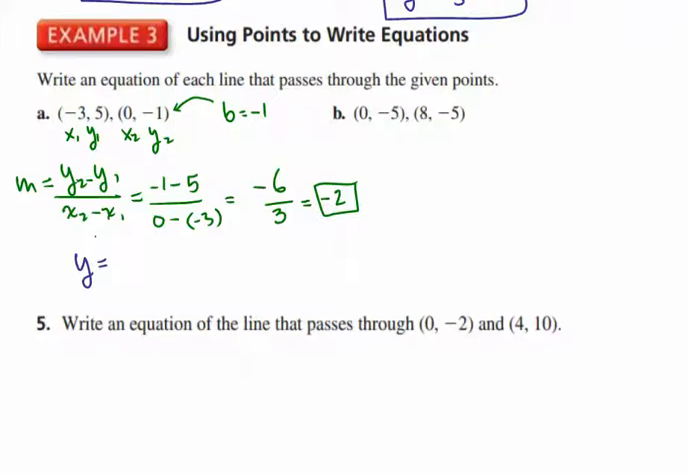and we write our formula. Y is equal to negative 2x minus 1, and we have an equation. Okay, we'll go on to the next one.